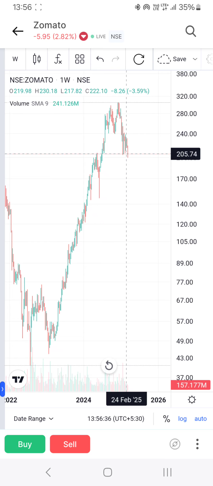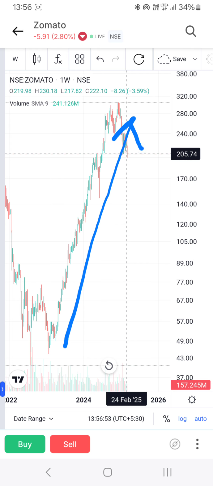Now you may think that the stock is correcting by 33%, so it's a very good time to buy. But wait, see the chart. It went all the way from 40 to 300. For simplification, let's assume 50. From 50 it went to 300. That is a 600% rise. So on a 600% rise, 33% is not a big deal. Is it not a log chart? Yeah, it is a log chart. So it is still in an uptrend.